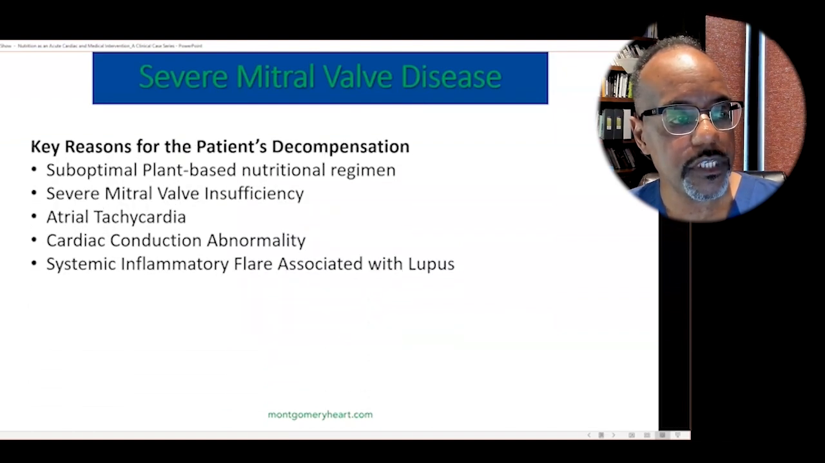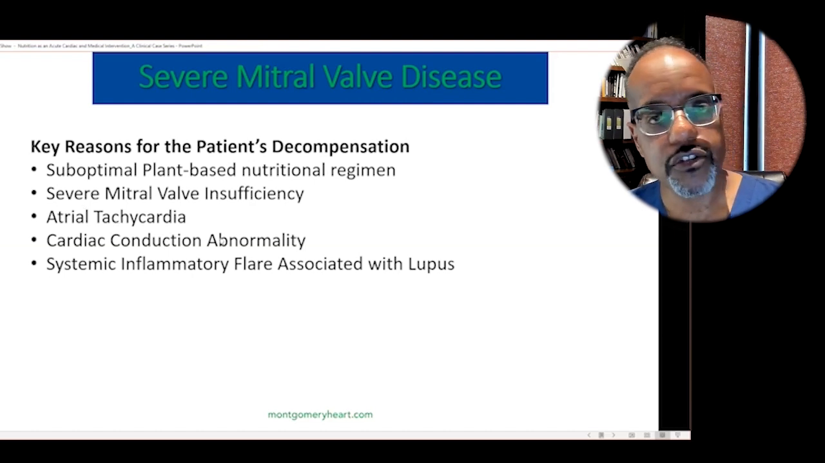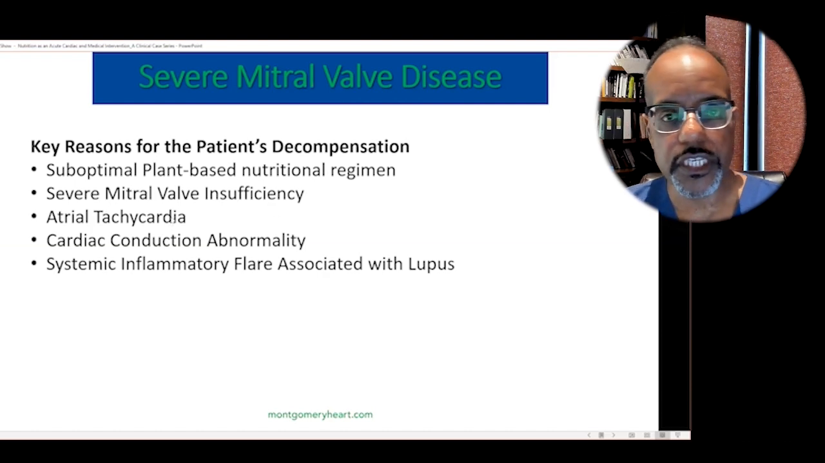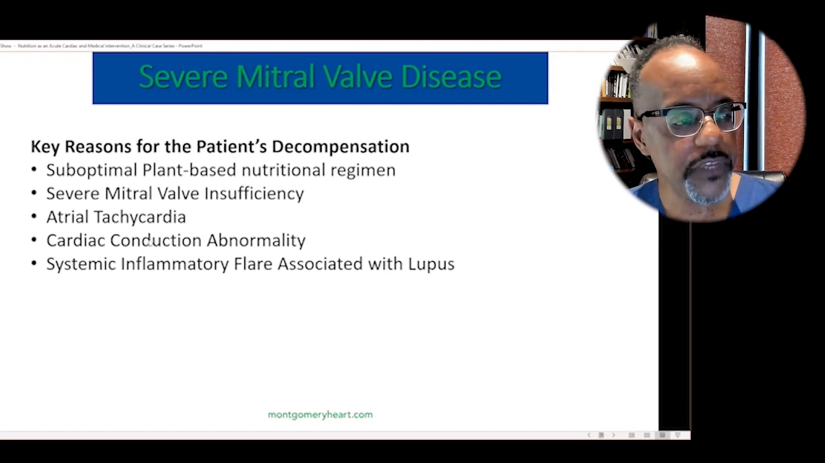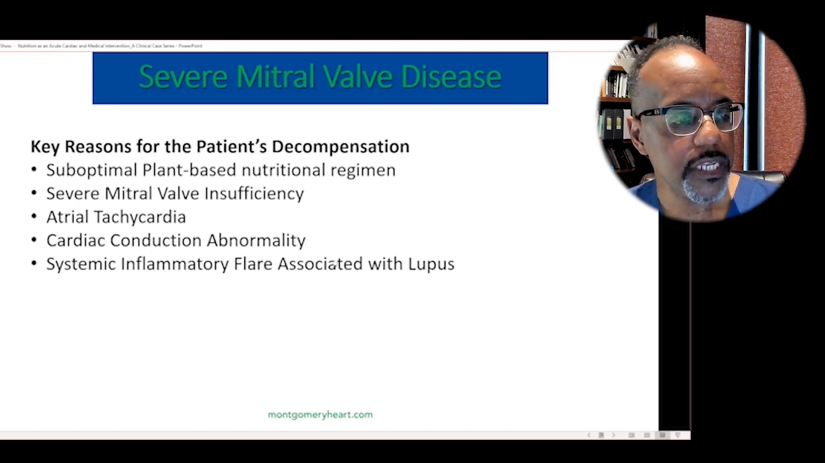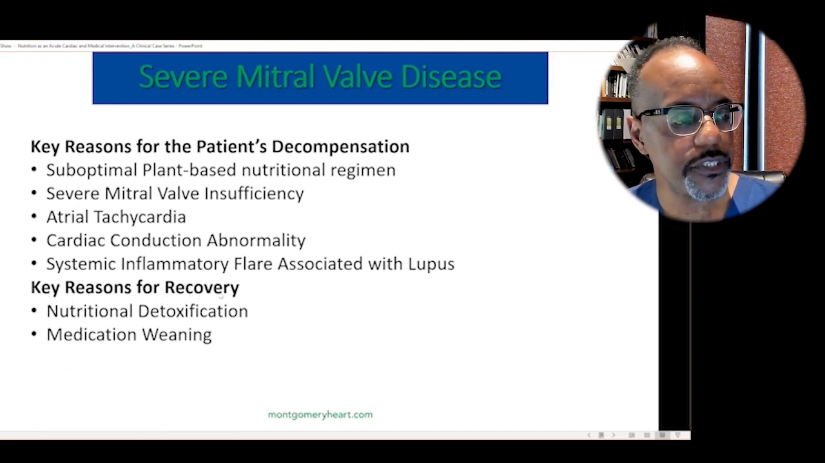So in summary, the key reason for the patient's decompensation, I think, was a suboptimal plant-based diet. I'll talk about that a little bit in our discussion or Q&A session. She had severe mitral valve insufficiency. That was the main problem, but the atrial arrhythmias made it worse. But I think a lupus flare was probably feeding into this, making all of these things worse. These things have a negative cascade, as one feeds into the other. The intraventricular conduction abnormality, I think, was also contributing to her problem. And again, the systemic inflammatory flare of the lupus, as I alluded to.